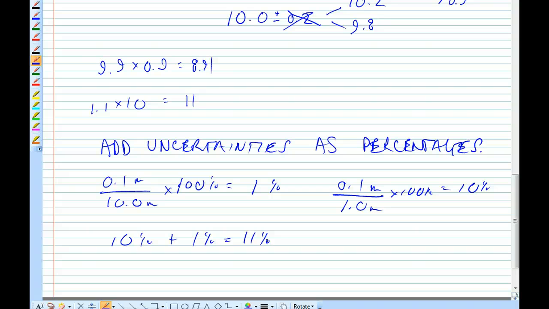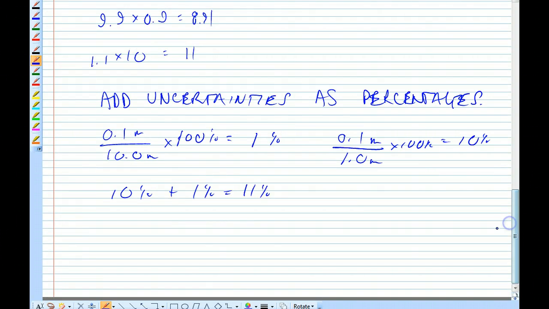Okay. Questions about what I just did? Yes? So do we write it as plus or minus 11%? Or do... Okay, you want the decimal? That's where we're going. So we're going to want to convert it back into the proper units now. Right now it's a percentage. It's a unitless percentage.